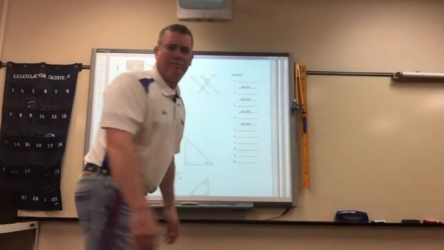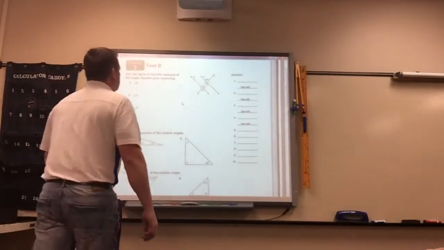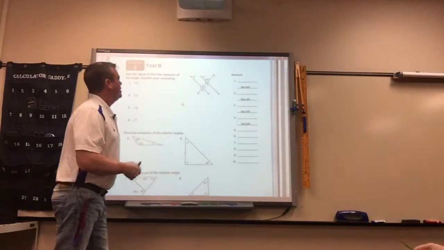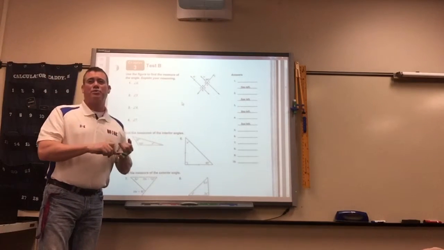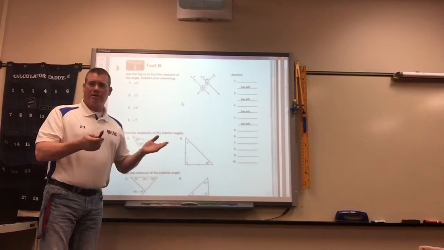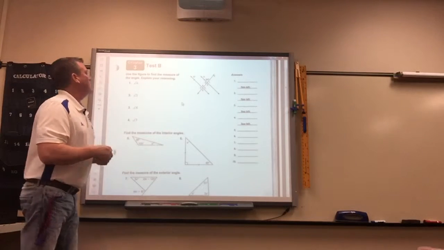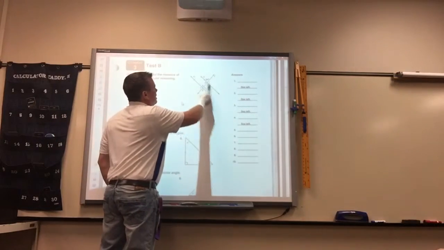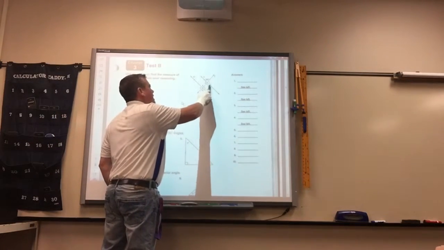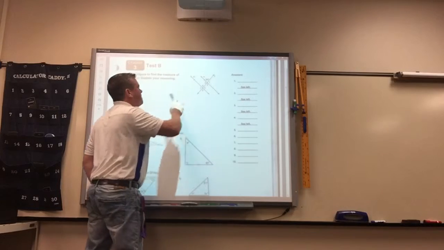Okay, so we'll go through this together. This is just like the test that you'll take Tuesday then. Different numbers, but just like this one. Okay, so remember when lines are parallel, these four angles here will equal these four.